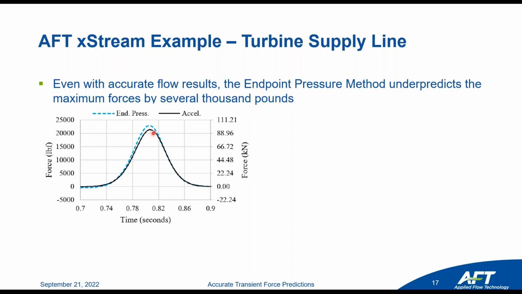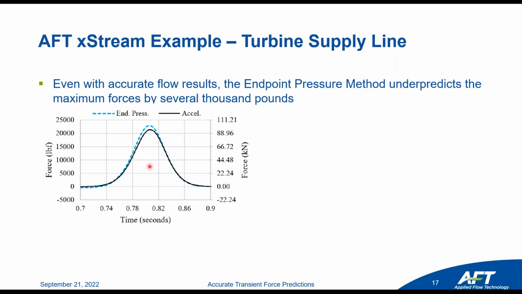So here is an example graph for that pipe 13. The acceleration reaction method is this black line, predicting a force around 21,000 pounds. And the endpoint pressure method is predicting a force a little bit higher than that, maybe around 24,000 pounds. So not a huge difference, but it's certainly enough that it might impact the conclusions that you draw about what kind of supports you need.